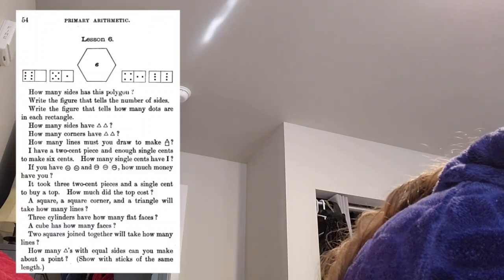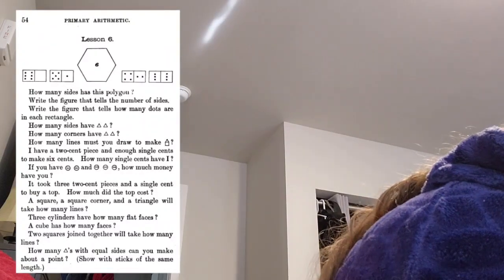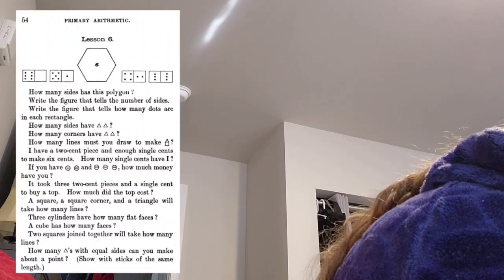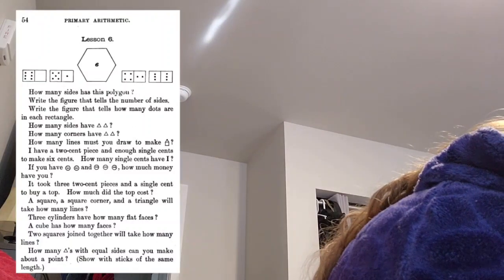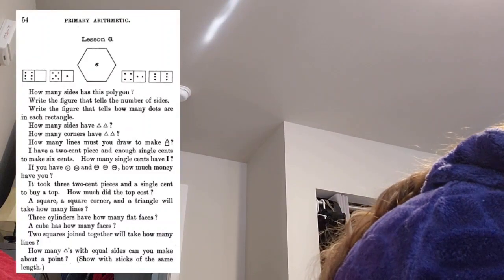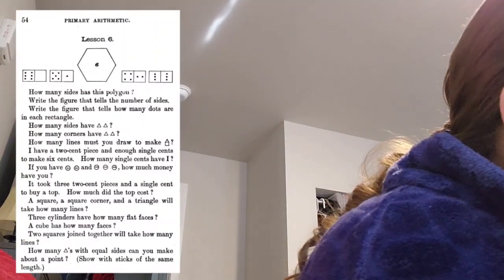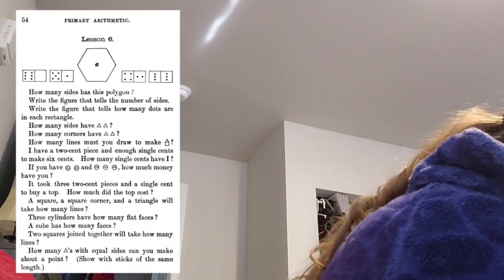I have, let me see here. I have 2-cent piece. I can't read. I have a 2-cent piece and each single cent. Wait. Oh, and enough single cents each to make 6 cents. How many single cents have I? So we got 1 2-cent piece and a bunch of single cents. So if you have 1 2-cent, you would have 6 single cents to make 8 cents.